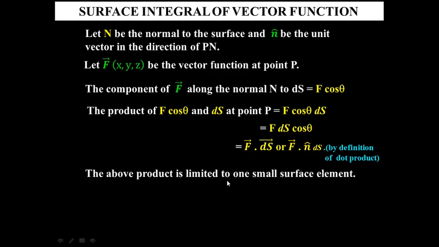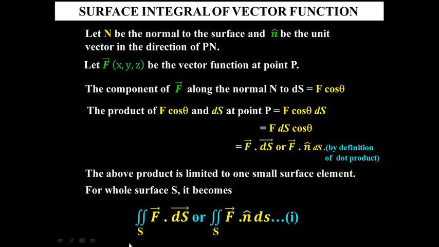But if I want to consider the whole surface, we have to integrate this product over the surface. So we have to take the surface integral. This product becomes a surface integral for the whole surface, that is, a double integral over the surface S of F dot dS, or double integral over the surface of F dot n cap dS.